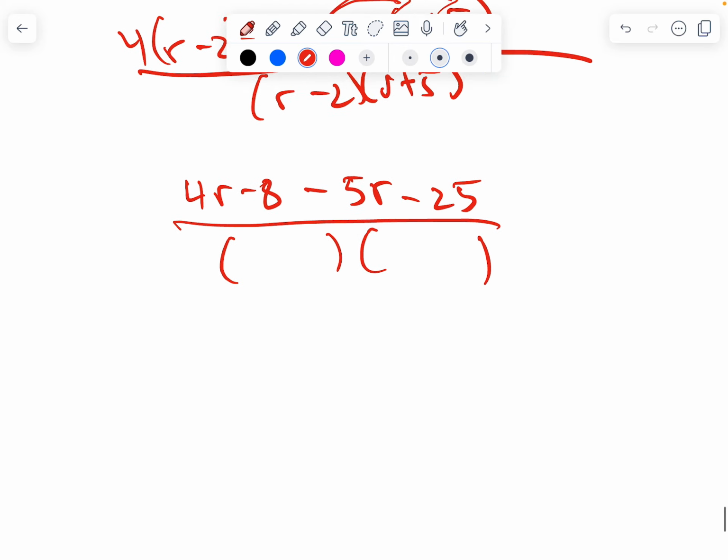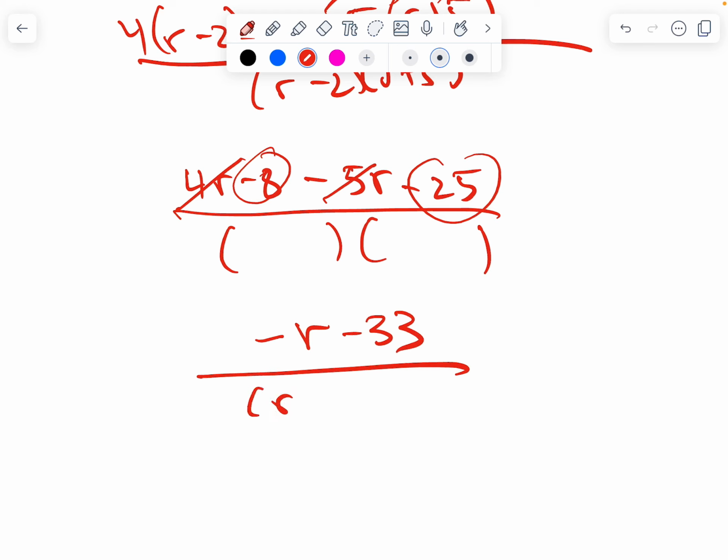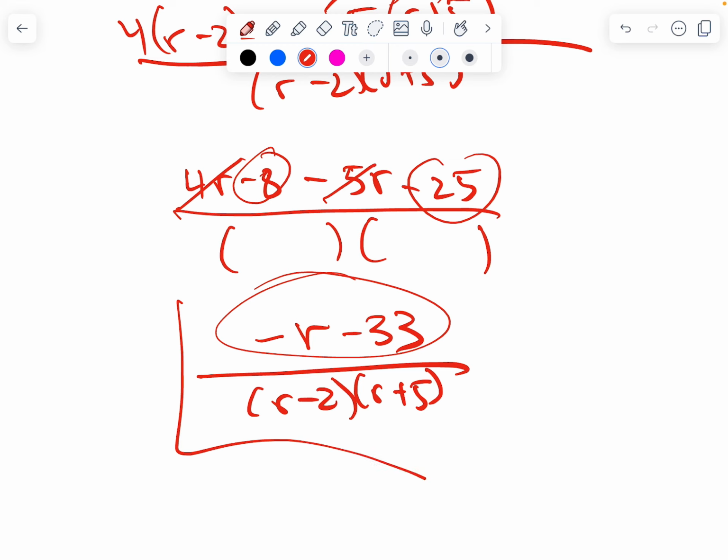Let's simplify the top a little bit more. We have 4r minus 5r, which is just going to give us negative r. Negative 8 minus 25 is going to be negative 33. On the bottom, we have (r minus 2)(r plus 5). And I'm checking to see if this factors any further, and it doesn't. So this is as far as we get on that one.